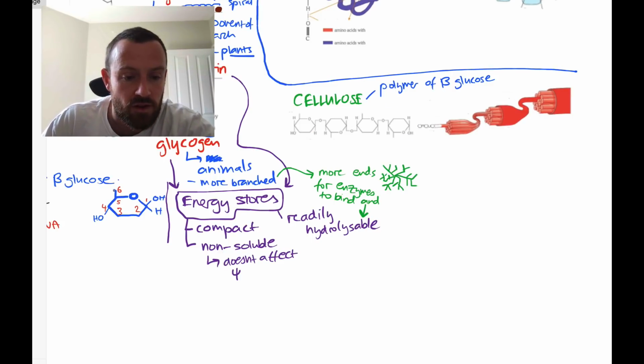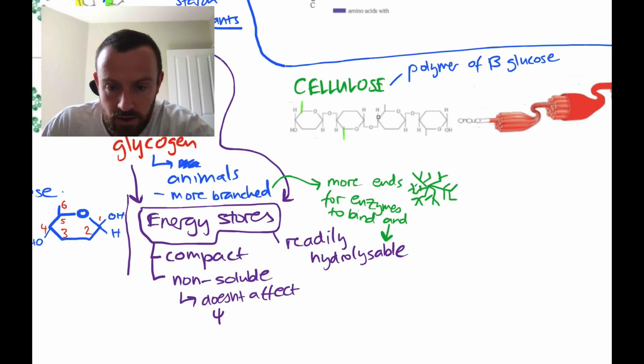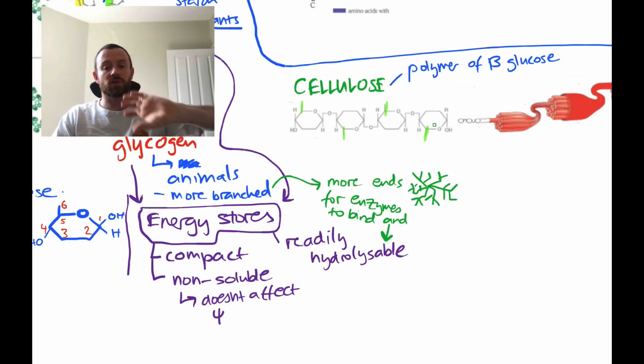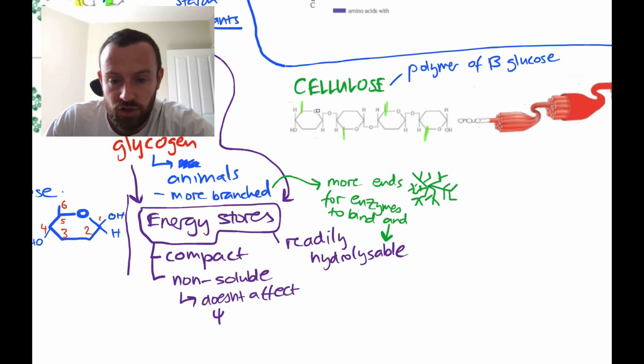So if we focus on the direction of the carbon 6, I'll highlight that in green. So here's the carbon 6 there. Here's the carbon 6 there. Here's the carbon 6 there. Here's the carbon 6 there. So you can see each residue is flipped 180 degrees. Up, down, up, down, up, down. And if we look at the oxygen, we could say the same thing. Up, down, up, down, up, down.